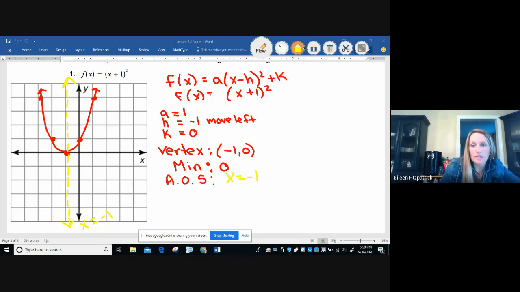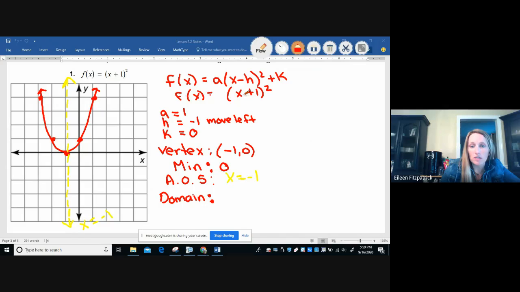Okay? We're asked to explain the domain, the range, and then increasing and decreasing. All right, so domain. When we talk about the domain, we're referring to the x values. And there's two things I like to do. I like to look at the function itself and then also the graph.